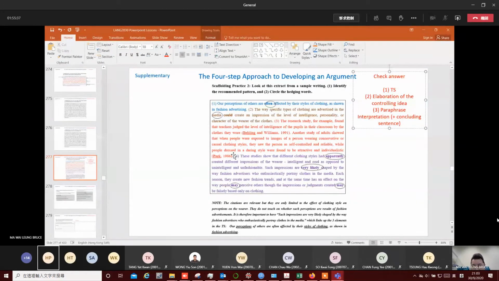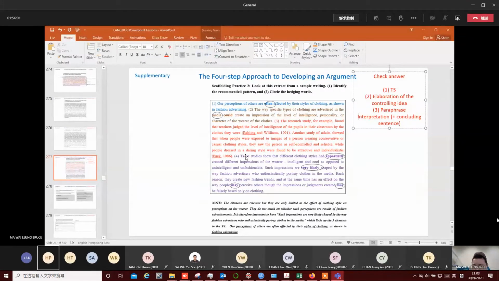Now, many students stop here. So if you stop here, this is unfinished. This is incomplete. We need your interpretation. We need your interpretations of the paraphrase. That is, show me how you use the paraphrase to support your claim. Your claim is our perceptions of others are affected by the clothing in the advertisement.